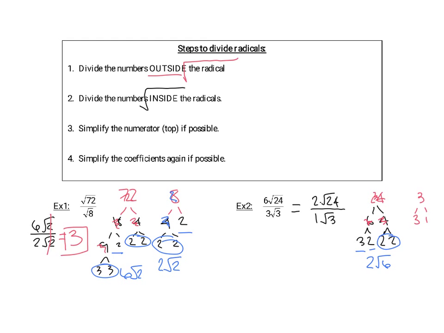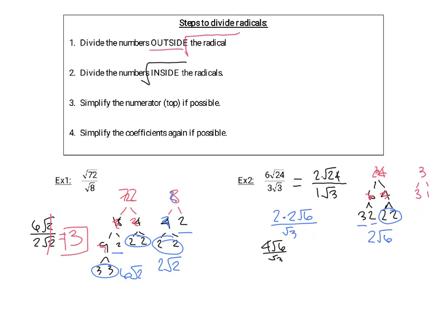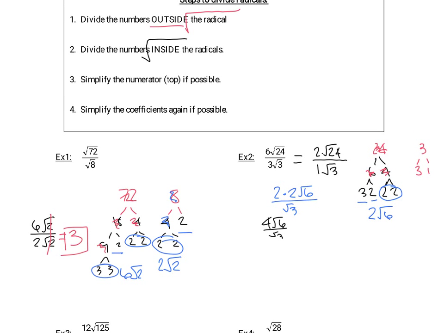So when I rewrite this problem, it's 2 times 2 square root of 6 over square root of 3. All right. 2 times 2 is 4 square root of 6 over square root of 3. Sorry, I apologize for my handwriting. Scoot that up a little bit.